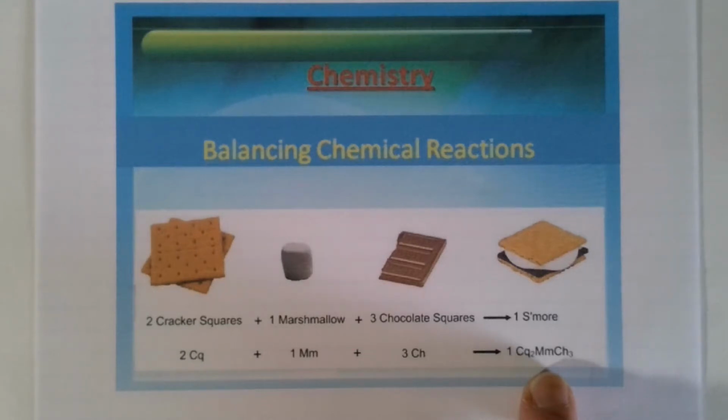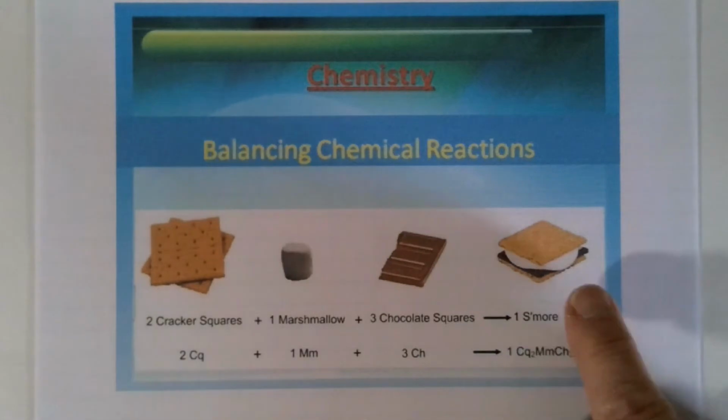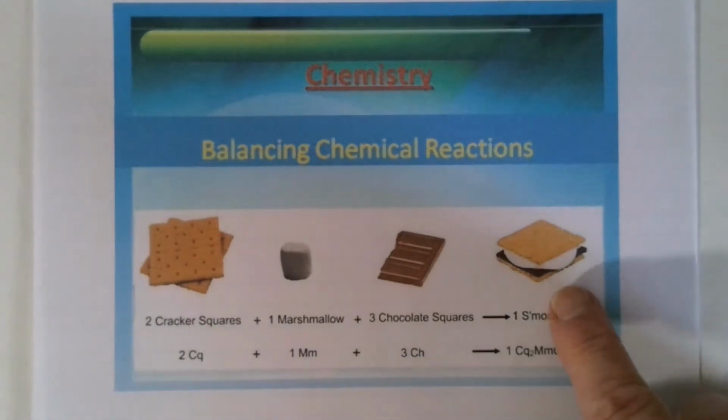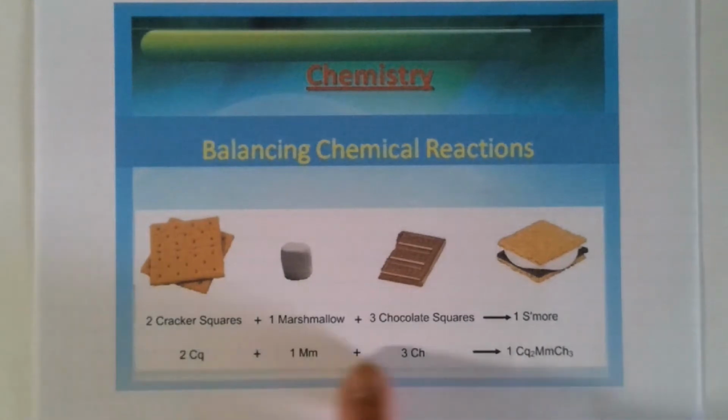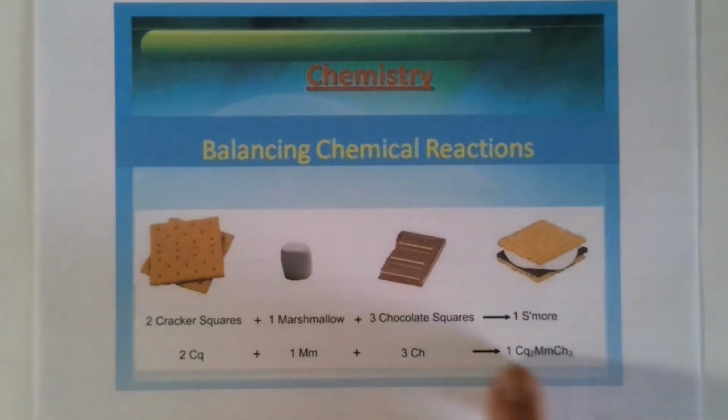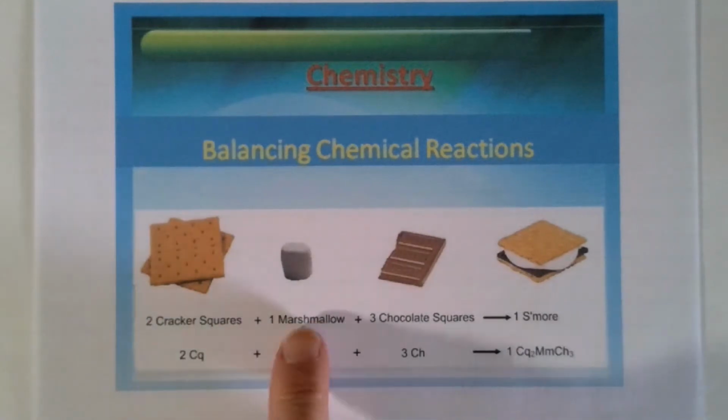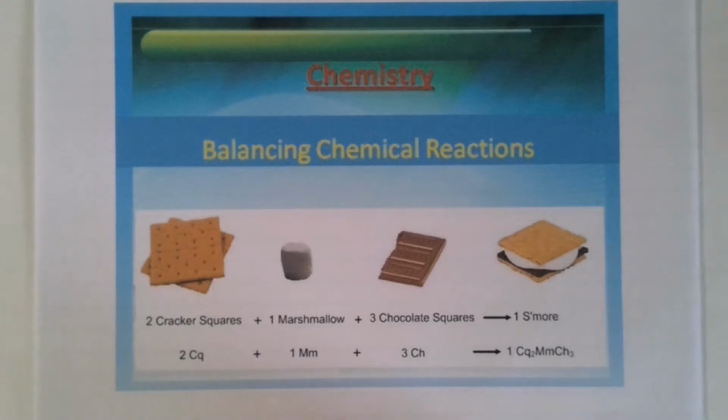If I look at that, I see that on my s'more right here, there are 3 squares of chocolate, 2 crackers, and 1 marshmallow. If I add up all these together, I should get 1 s'more. Even though there's 1 of these, I need 2 of those, 1 of those, and 3 of those. So how do we go about it and why? Well, I'm going to give you an example that I find very important in my classroom.